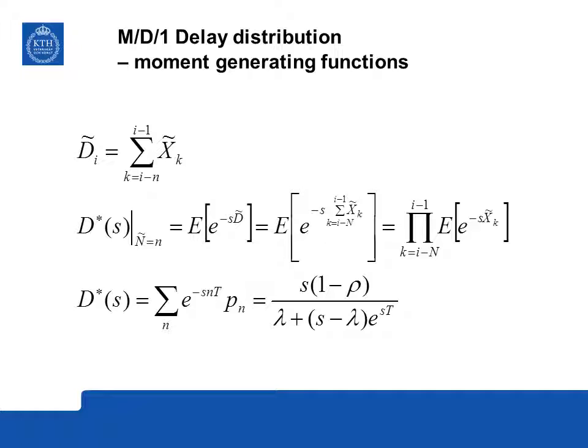We may also compute the delay distribution using the Pollaczek-Khinchin transform formula, and we get an expression like the one below. So here we have a closed form expression of the Laplace transform of the delay.